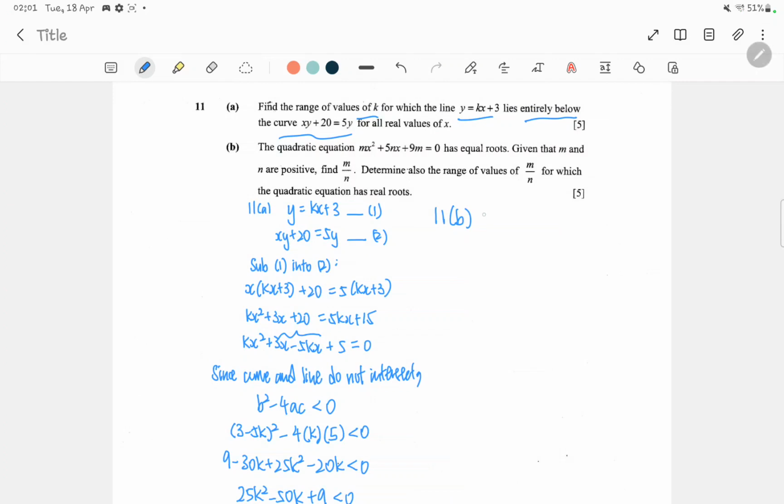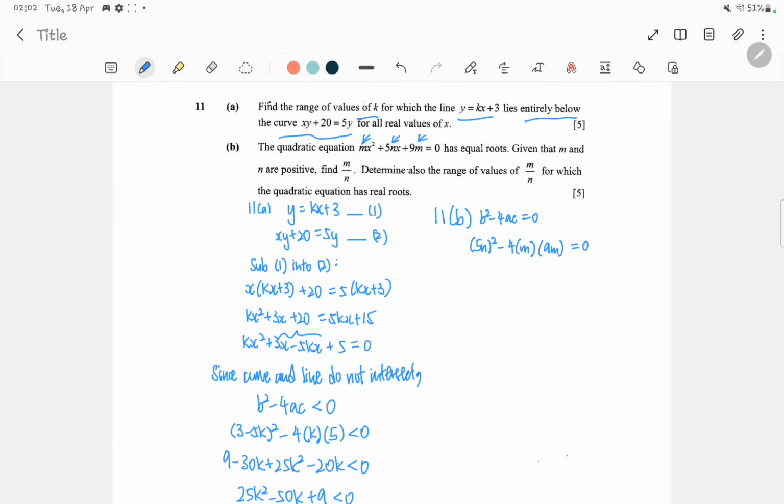Okay, so for equal roots, b squared minus 4ac equals 0. So my b is actually my 5n. So then b squared will be (5n) whole thing squared minus 4 times my a, which is my m, and my c is my 9m.